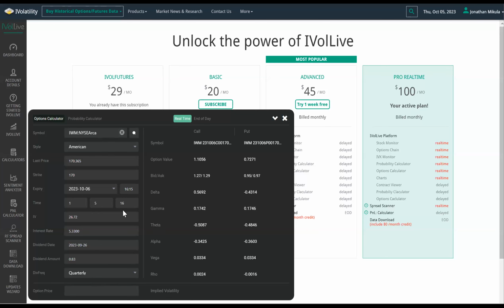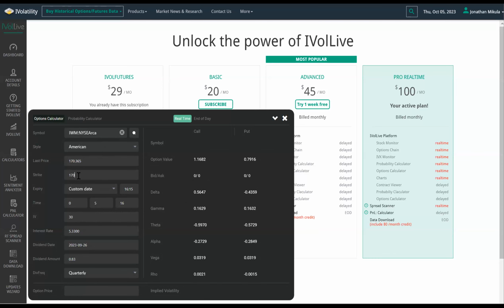And then what you could do is you could play around with this, right? So you could say, well, what happens if implied volatility goes from 26 to 30? And all of these prices will update based on however you manipulate that input. And then you could say, well, what if we go to 0 days out and implied volatility is at 30, right? And all of these prices will change. So options calculator is really, really powerful if you want to play around with hypothetical pricing for a specific stock and a specific option.